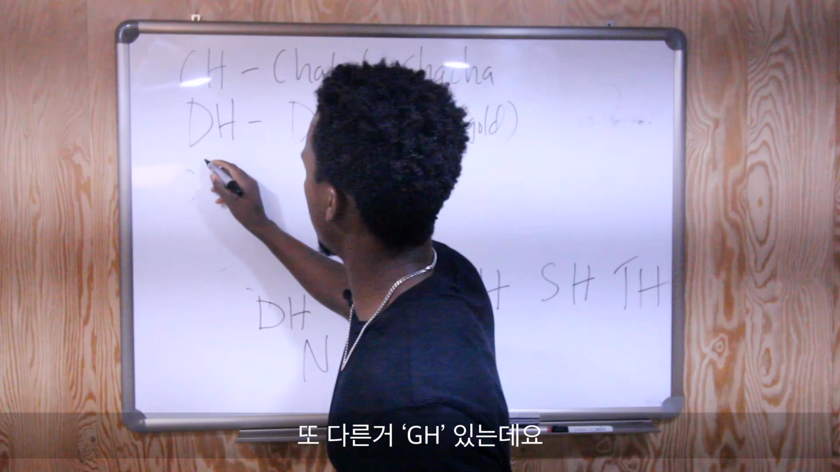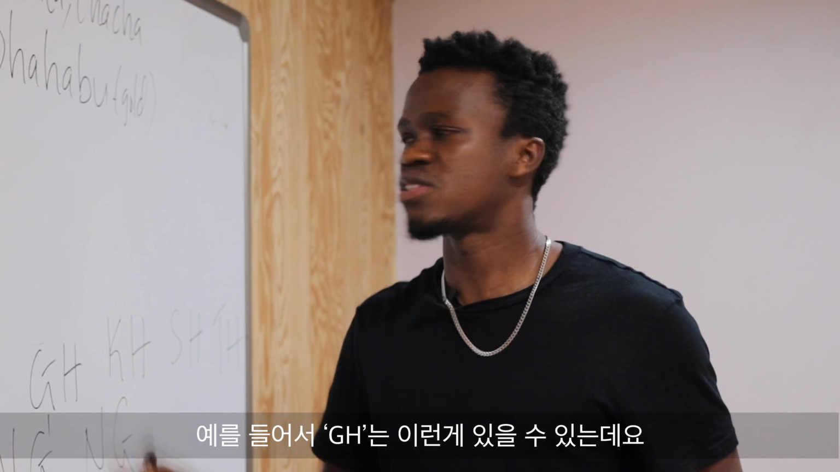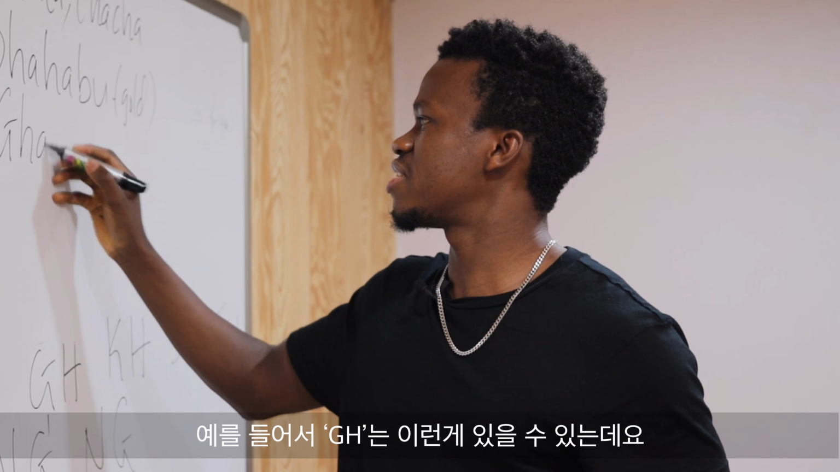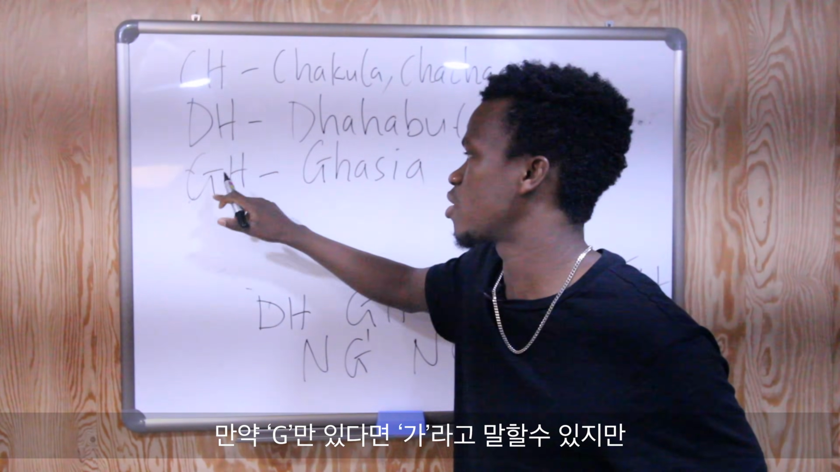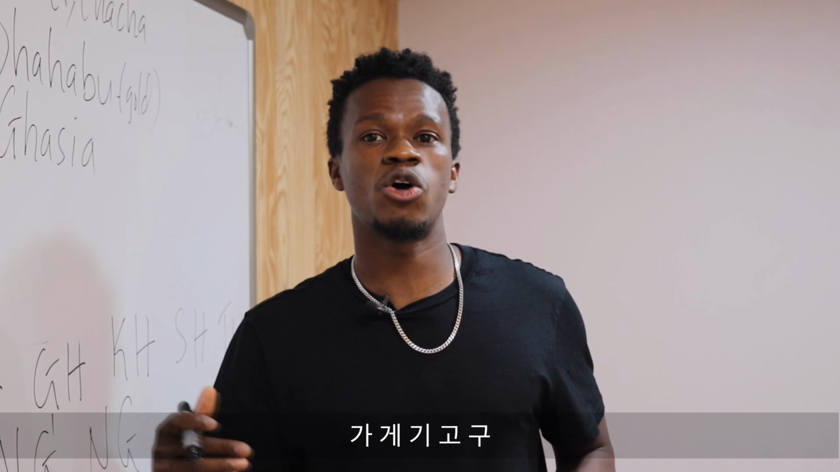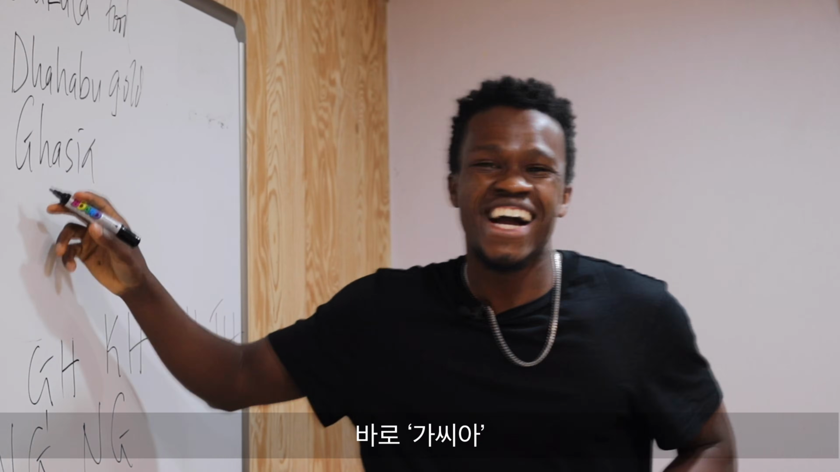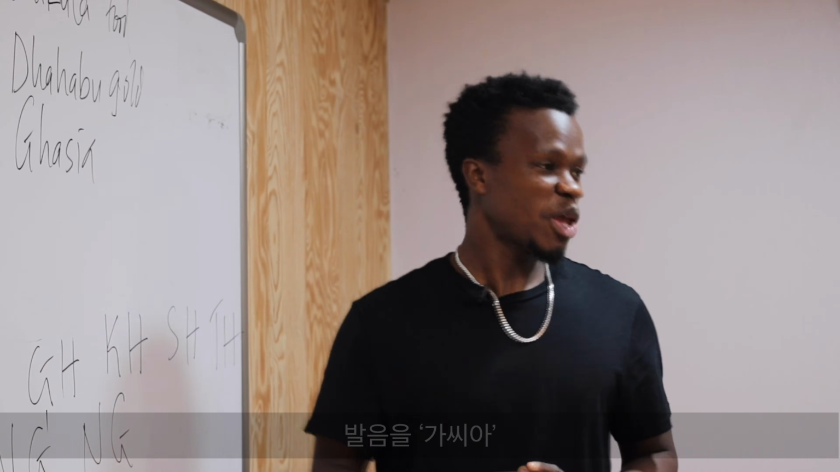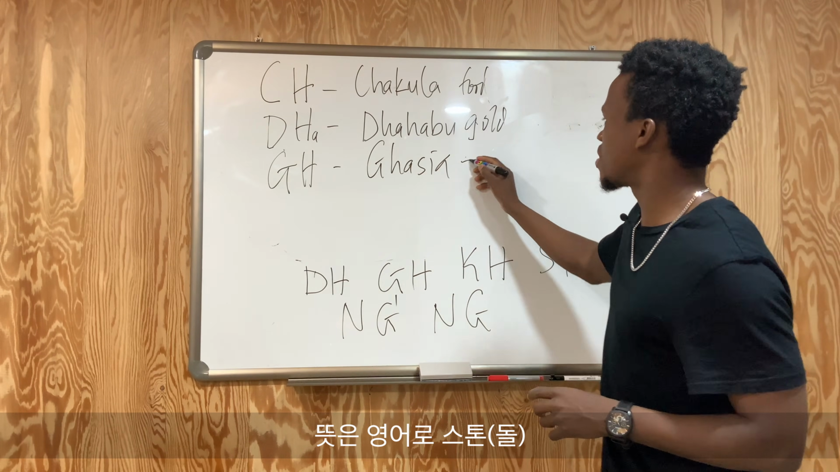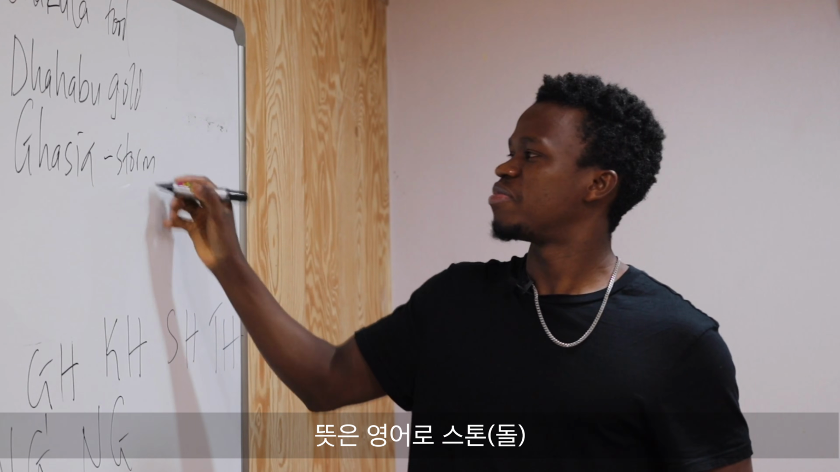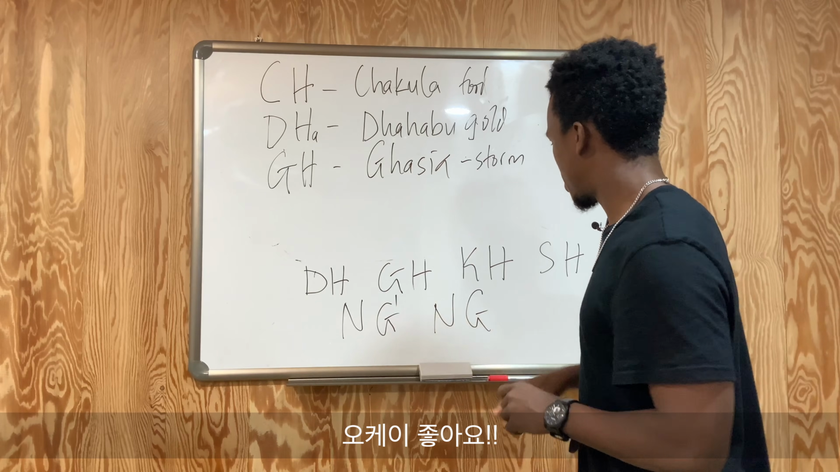So we have another one, GH. For instance, with GH, you can have something like this. If I have only G, I can call it ga, ge, gi, go, gu. But G with H, we call it Gharika, which means storm in English. All right. Okay, that's good.